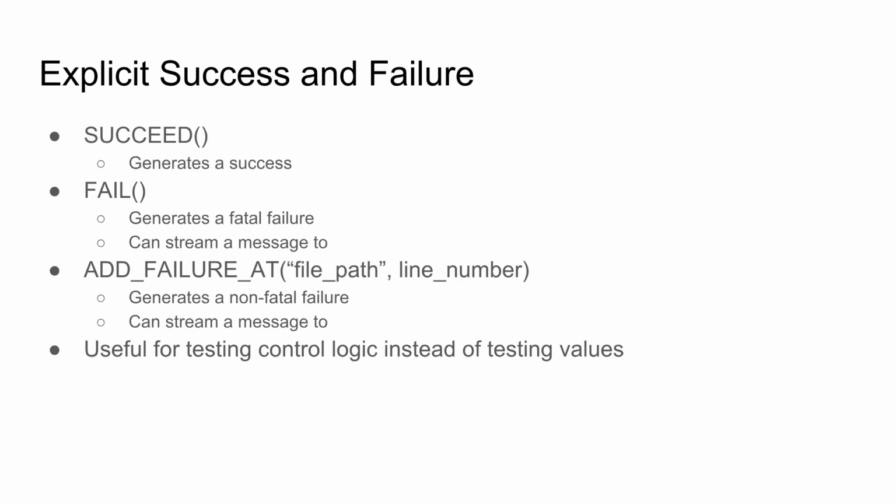Some other things you might want to do are explicitly succeed or fail. Succeed, you just generate a success. You can't write to it. Fail, it'll generate a fatal failure, and you can put a message into it. Then you can add a failure at some location. It'll generate some non-fatal failure, and you can stream a message to it. So this is kind of like the EXPECT type of failure that you can add.